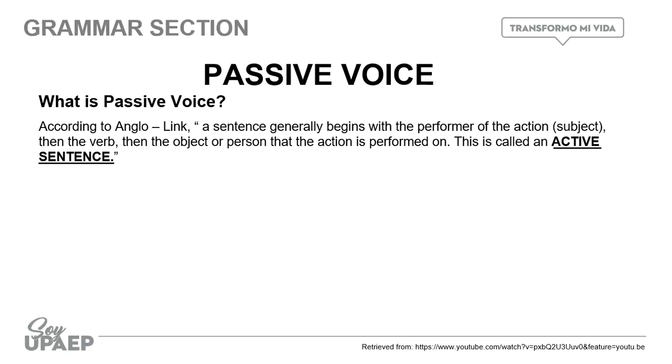What is passive voice? According to AngloLink, a sentence generally begins with the performer of the action, that is the subject, then the verb, and then the object or person that the action is performed on. This is what we call an active sentence. For example, in this sentence, we have John cleaned the room. In active sentences, the order of the words is subject, John, verb, cleaned, and object, the room.